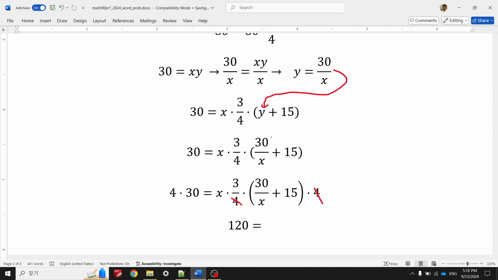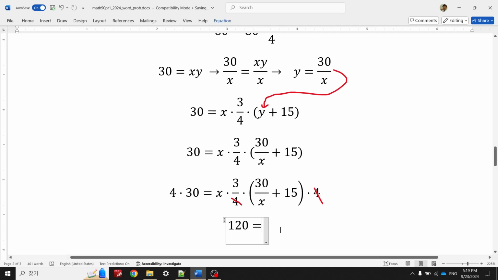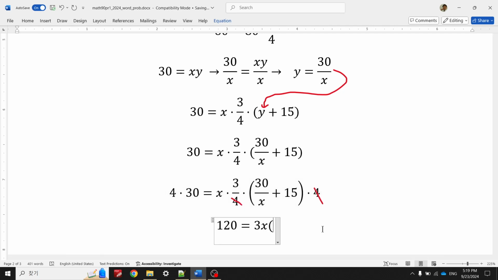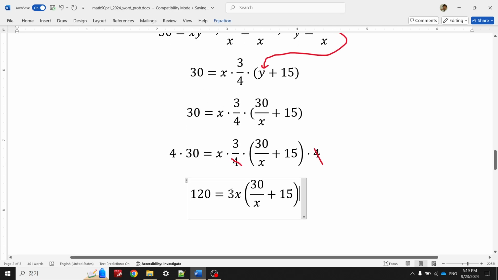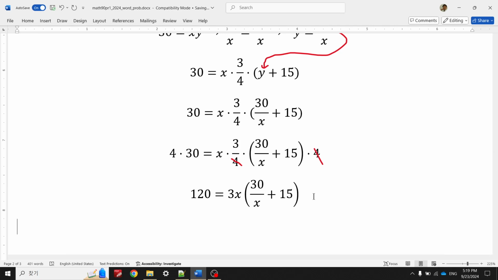So that y is replaced by 30 over x. That's what I have. Is there something wrong with this? Okay, so you have 3 times x, and then 30 over x plus 15. Okay, now let's multiply. Now we'll distribute so that it becomes 120 equals 3x times 30 over x plus 3x times 15.